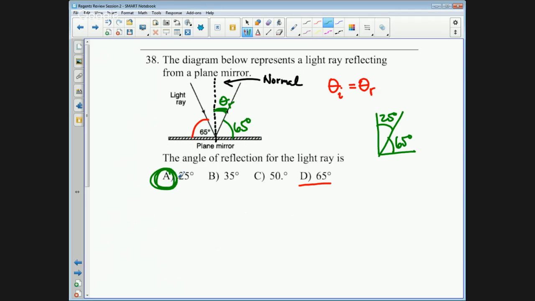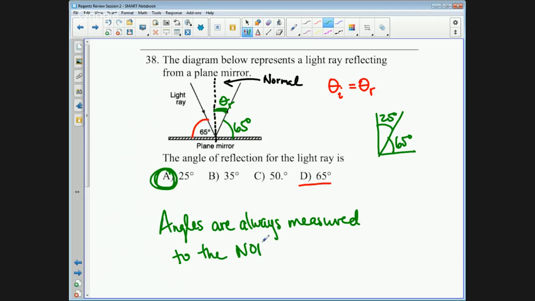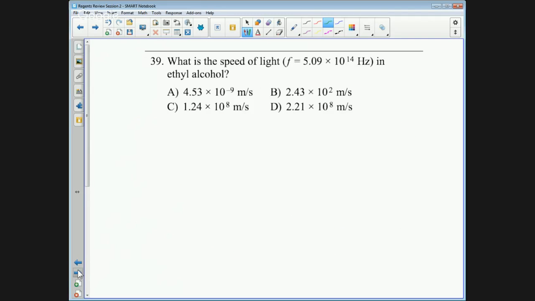So on the Regents, please be careful when you're determining these angles. The angle is always measured to the normal line. Angles are always measured to the normal line. Okay. Next, 39. What is the speed of light in ethyl alcohol?